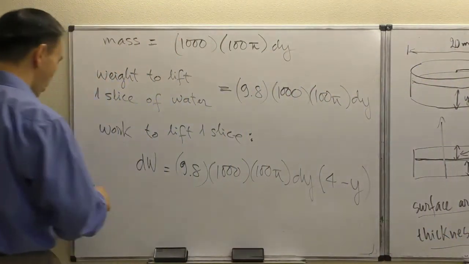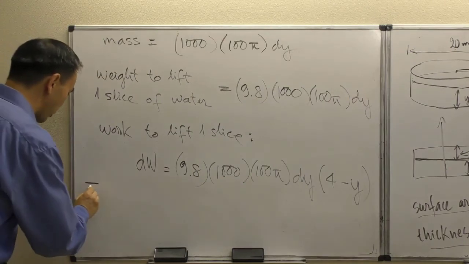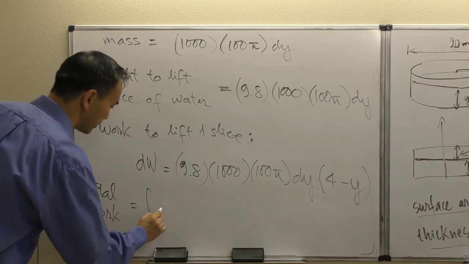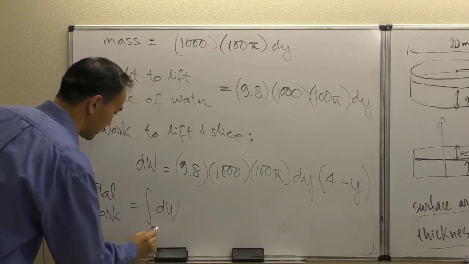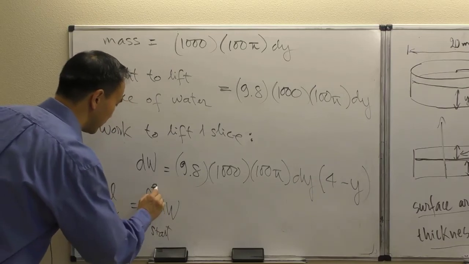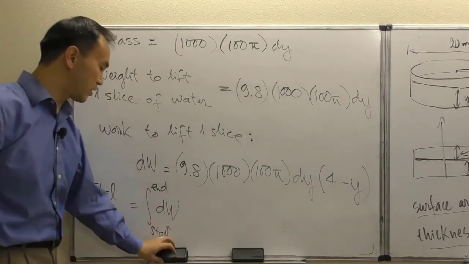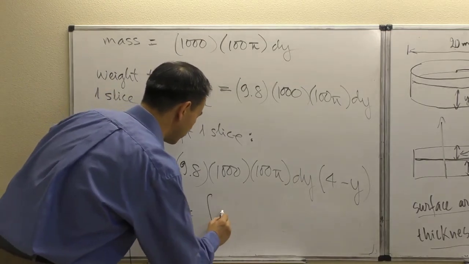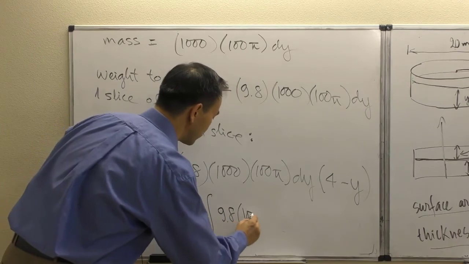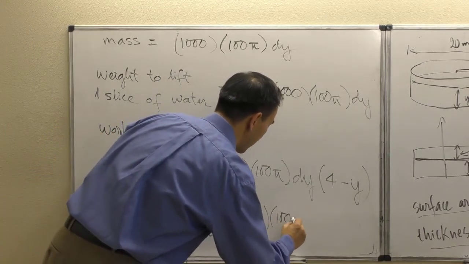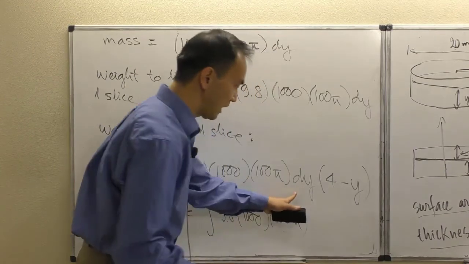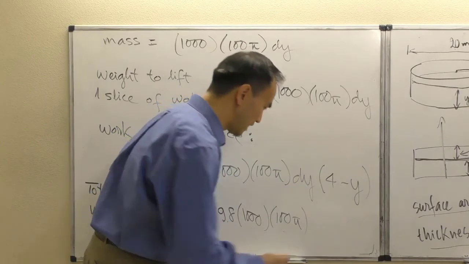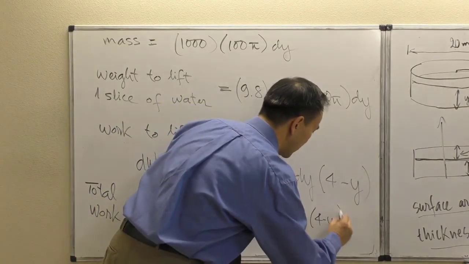So now total work is just simply the accumulation of all the little work amounts, from the start to an end, of our work. And so in that way, it is going to be an integral of 9.8 times 1,000 times 100 pi times, and allow me to swap the order of these two factors so that I leave the dy at the end right there. So times (4 minus y) times dy.